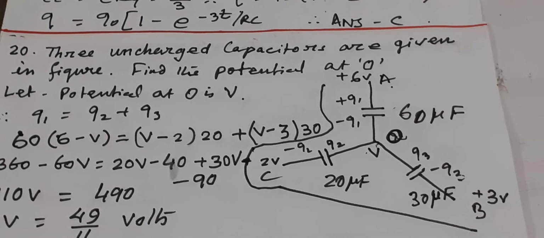Now another circuit is shown here. There are 3 capacitors, and capacitances are given, and supply at each point, positions A, B and C, potentials are given. We have to find out the junction point potential. How to do that? Very simply we can do that.